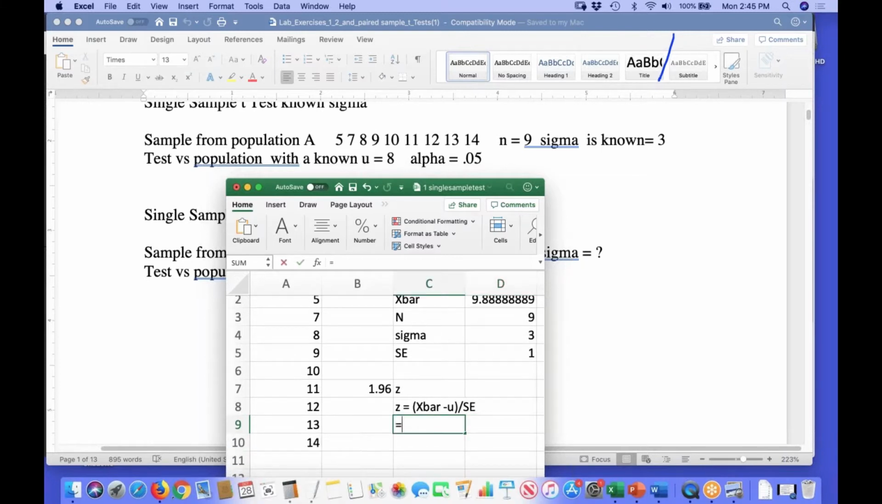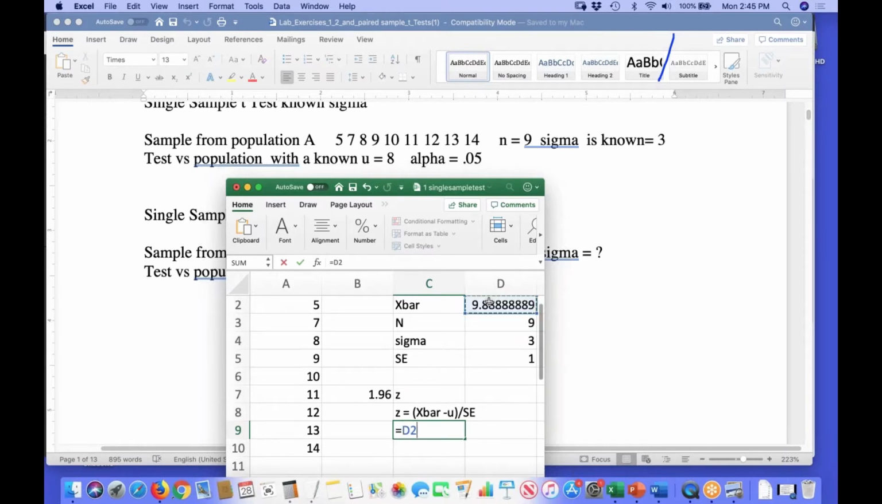It's equal to x bar minus 8 over 1. I'm going to put this in parentheses to make sure it works right. I want that to work first. And it comes out to be 1.88 standard errors apart. What was my critical value of z?